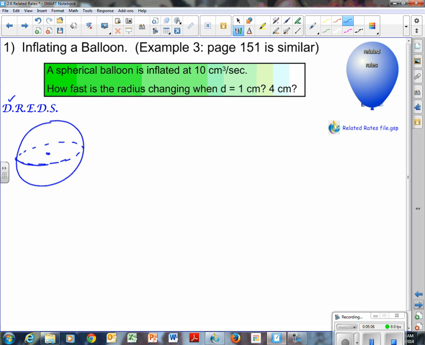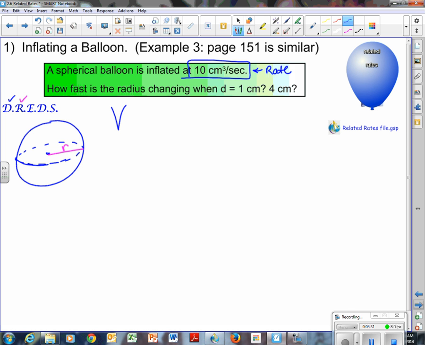And here's the center of my sphere. Important things about a sphere, mainly it's all driven by the radius, isn't it? And the next thing I'm going to do is take note of the rates that they talked about. A spherical balloon is inflated at 10 cubic centimeters per second. We'll just look at the label on this and you can tell it's a rate.